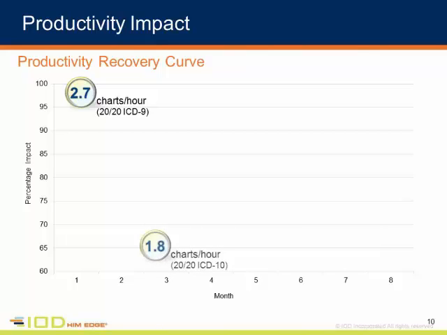Even though we're optimists, we don't anticipate this returning to 2.7 charts per hour anytime soon. Based on the experiences we have seen in other countries who adopted ICD10, we're anticipating a return to about 80% of our ICD9 productivity. That's our go-live goal. This translates to an expected productivity of about 2.2 charts per hour. We're thinking that it will take about 6 months to get there, so we're expecting a curve that looks pretty much like the one you see here.